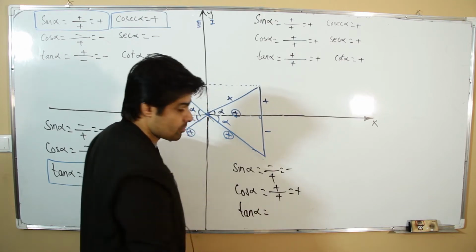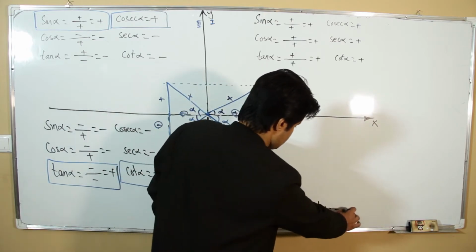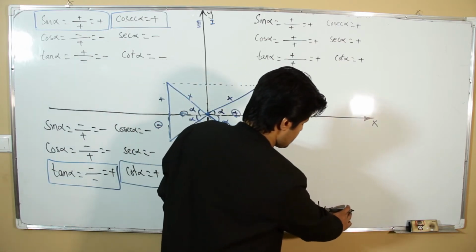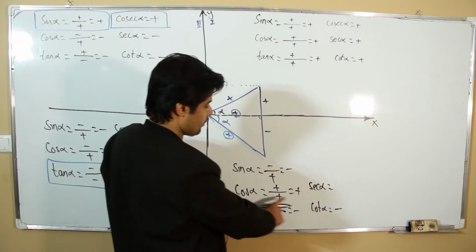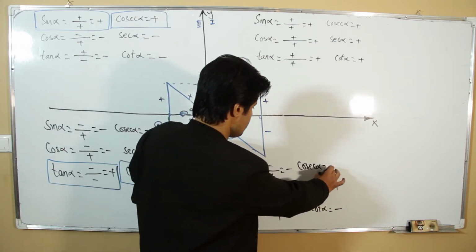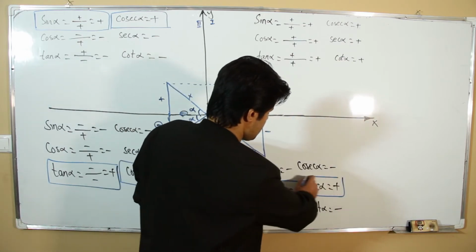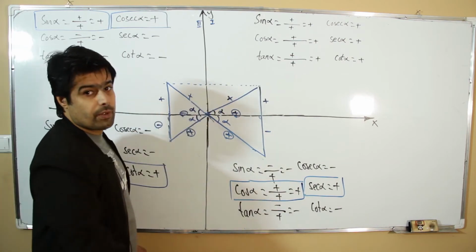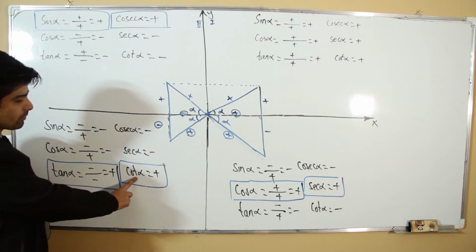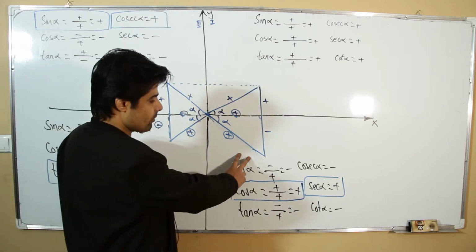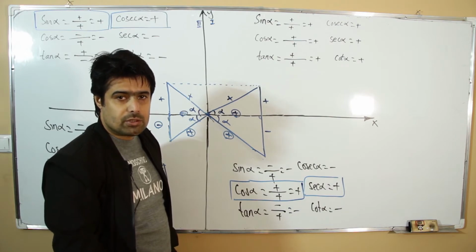Tangent, opposite by adjacent, negative by positive, which is negative. Cotangent, the reciprocal of tangent, positive by negative, which is once again negative. Am I right? Sec alpha, the reciprocal of cosine, is positive, and cosec will be negative. There are two ratios whose value is positive. It means in the first region all of them are positive. In the second region, sine and its reciprocal are positive. In the third region, tangent and its reciprocal are positive. The remaining are negative. And in the fourth region, cosine with its reciprocal, secant, is positive and the remaining are negative.